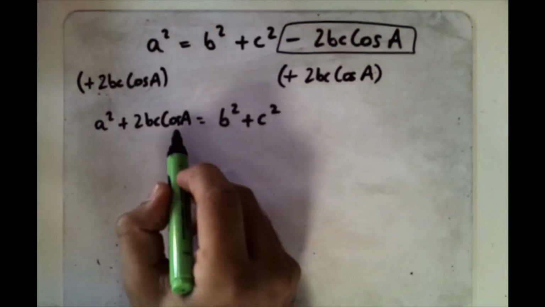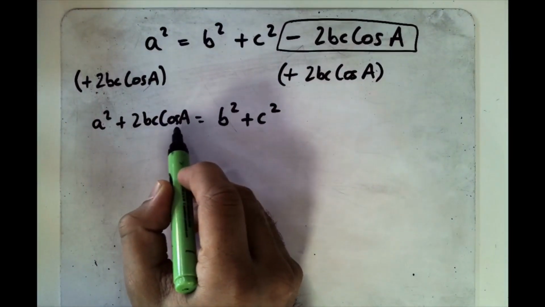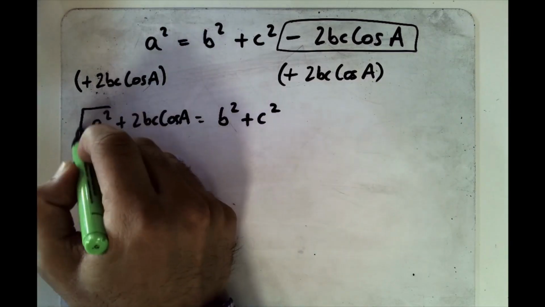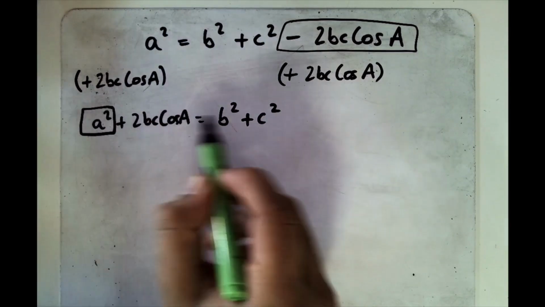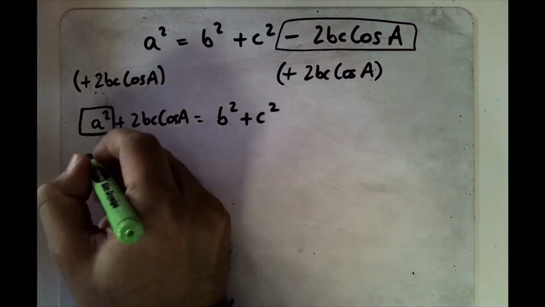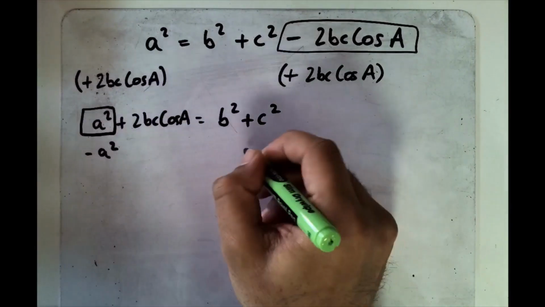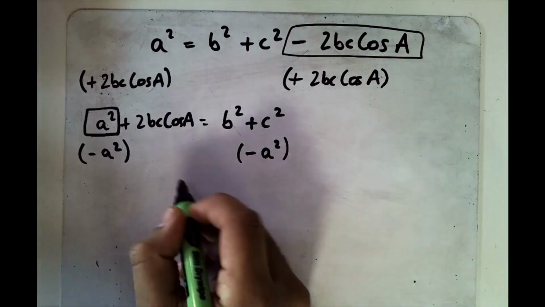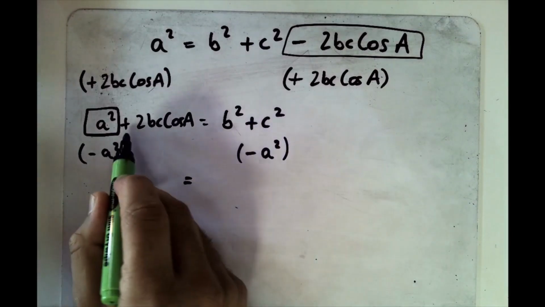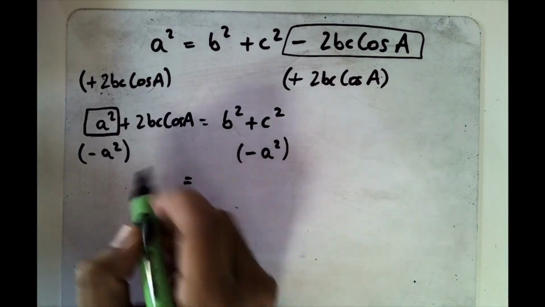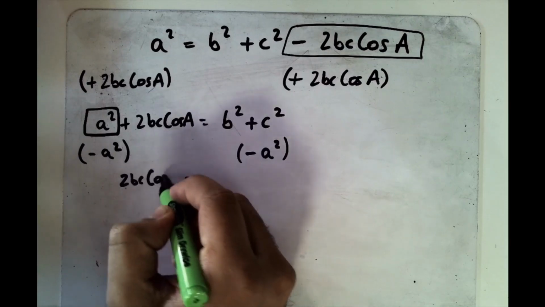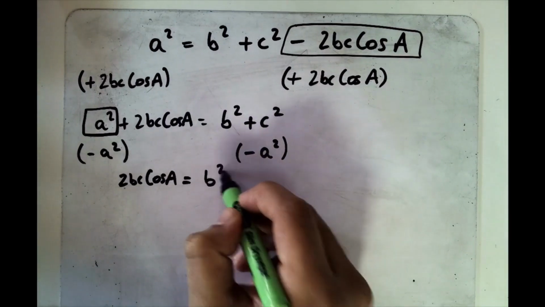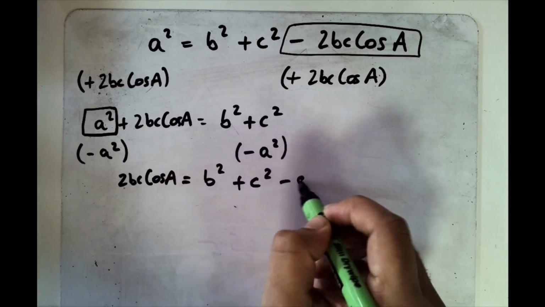Next. Now, to get the 2BC cos A section on its own, I now need to move this bit. I'll just put a box around it. I need to move that bit over to the other side. And the way to do that is to subtract A squared. So I'm going to subtract A squared from both sides. What that'll leave me with, on the left-hand side, I'll just have this bit, 2BC cos A. And on the right-hand side, I'll now have B squared plus C squared minus A squared.